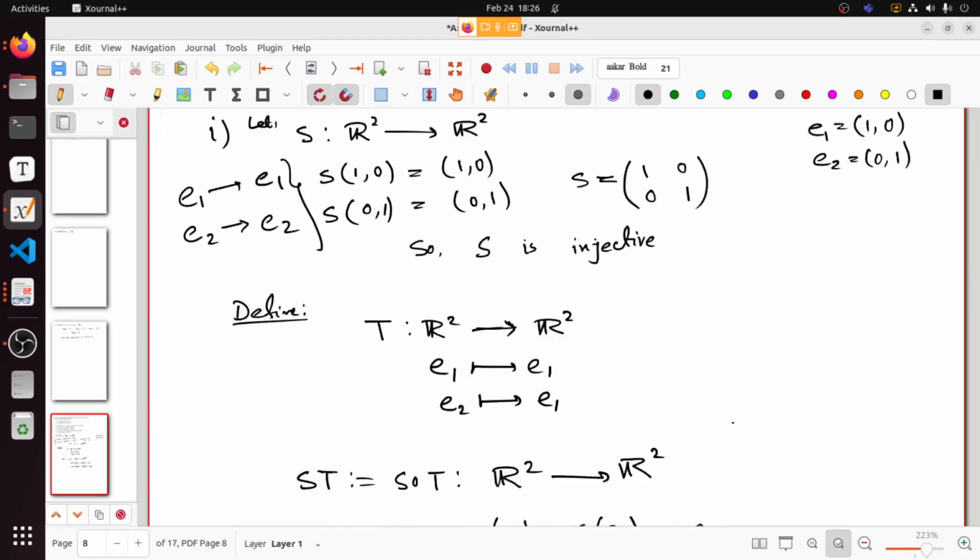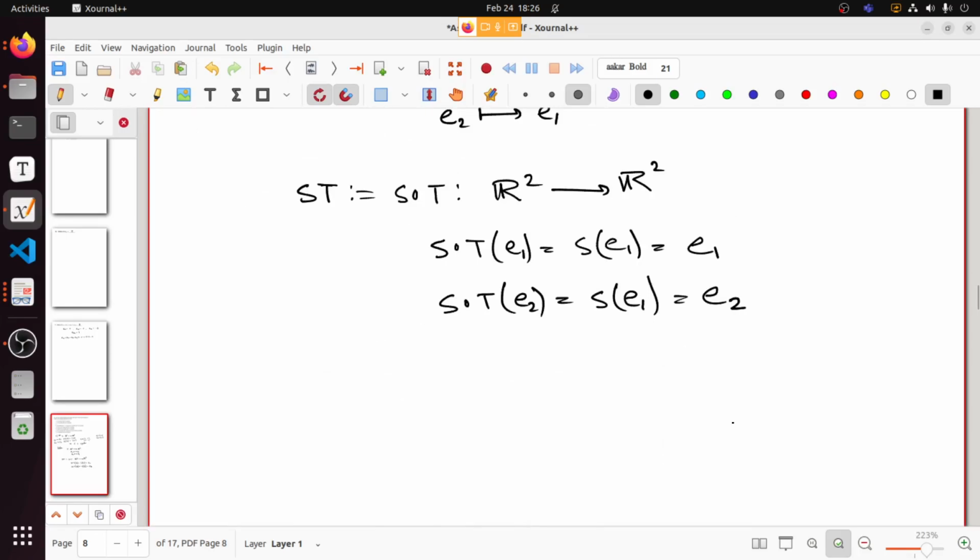Now what is S of U1? S of U1 is not E2, right? S of U1 is U1. So it's correct. S of U1 is again U1. So both the maps S composed T map U1 and E2 to U1, right? So it is not injective, because it maps different vectors to the same vector. So this means S composed T is not injective, right?